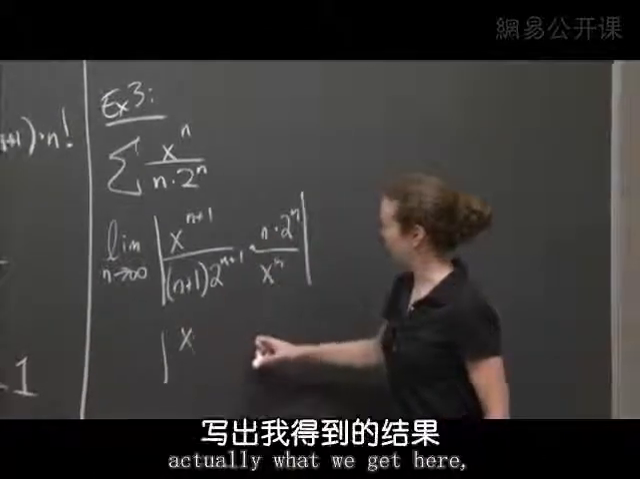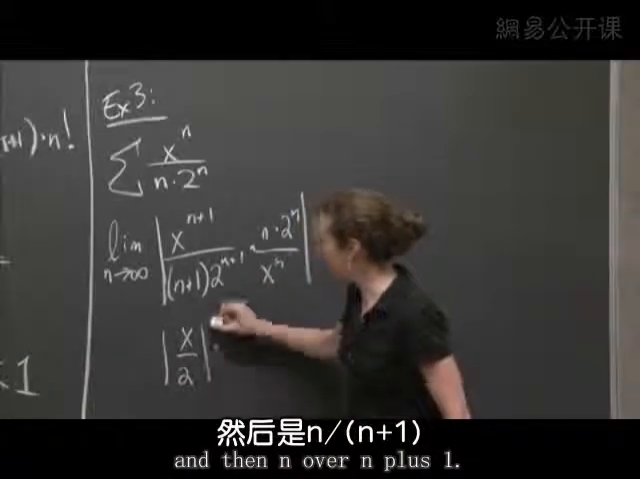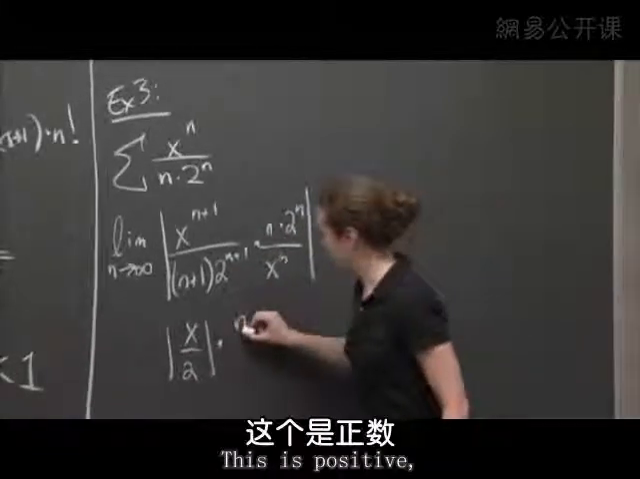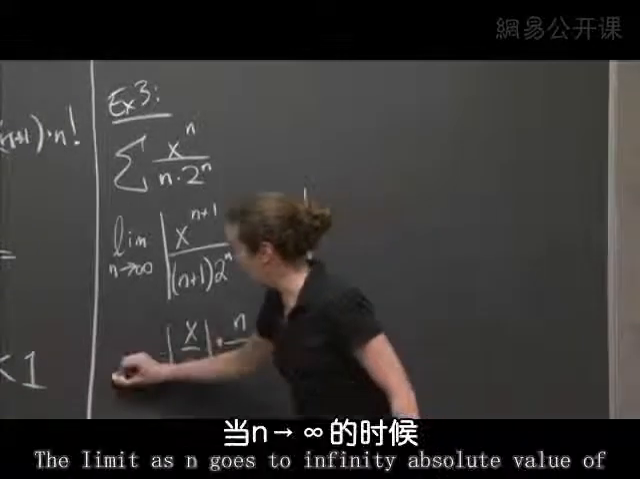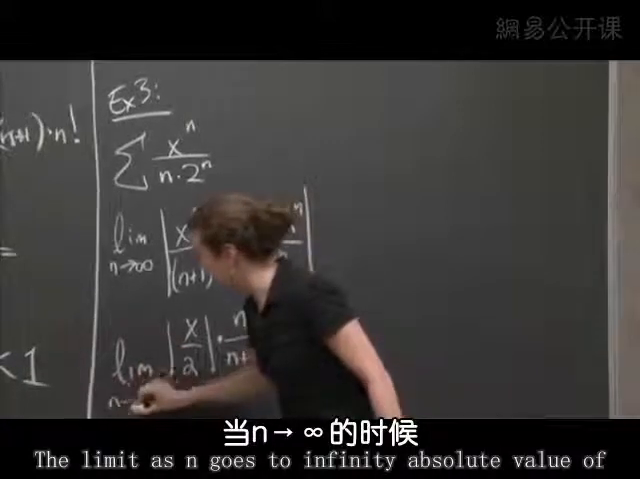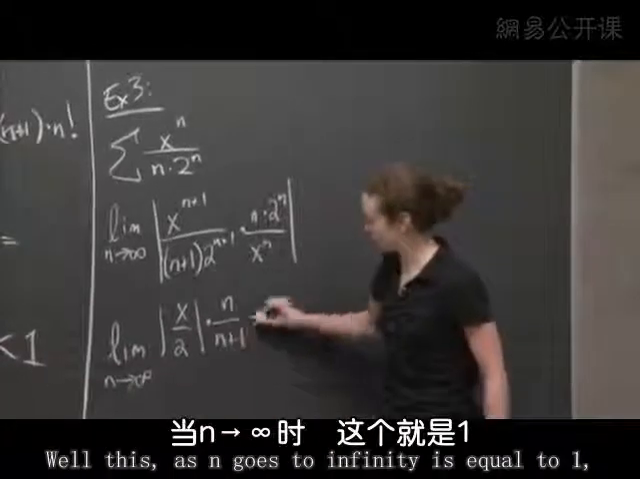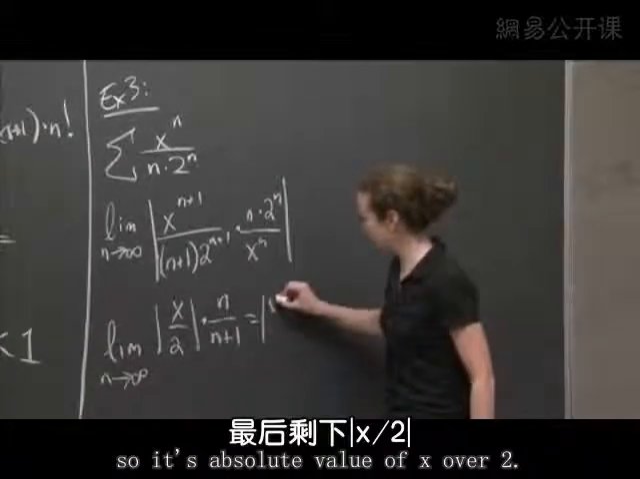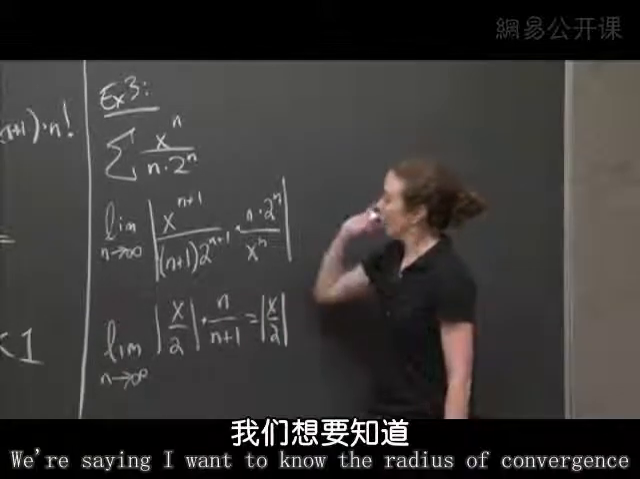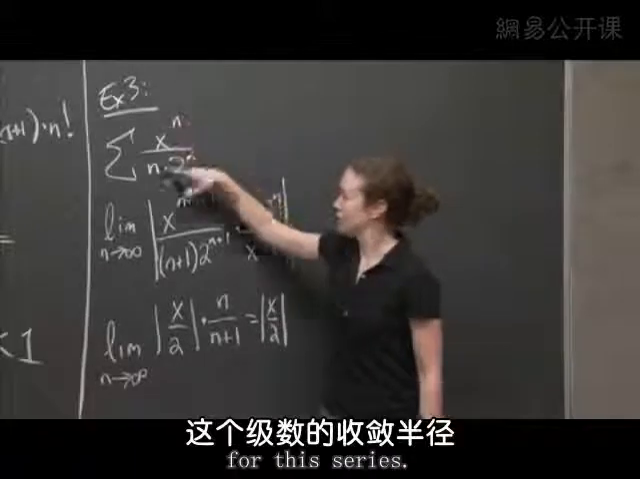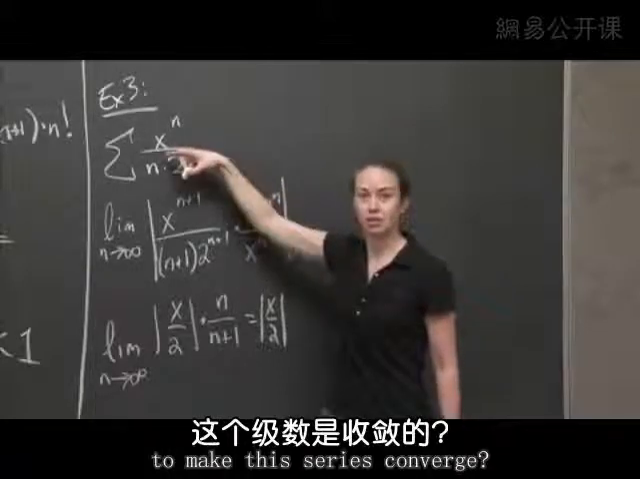Let me just write out actually what we get here. 2 to the n over 2 to the n plus 1 gives me a 1 over 2. And then n over n plus 1. This is positive, so I don't have to worry about anything there. The limit as n goes to infinity of the absolute value of x over 2 times n over n plus 1. What's that equal to? Well, as n goes to infinity, n over n plus 1 is equal to 1, so it's the absolute value of x over 2. Okay. Let me again remind you, what are we doing? We're saying, I want to know the radius of convergence for this series, so I want to know what values of x I can put in to make this series converge.